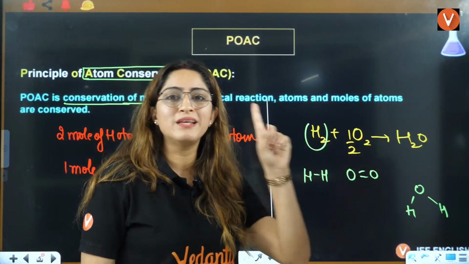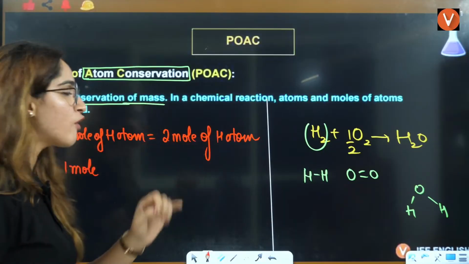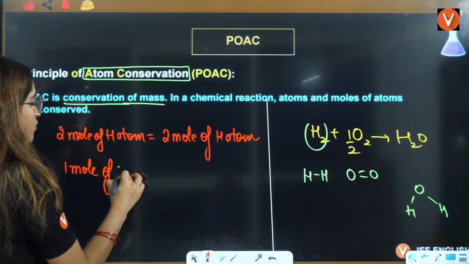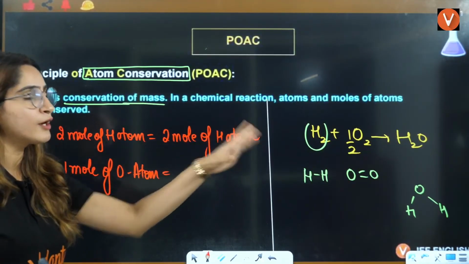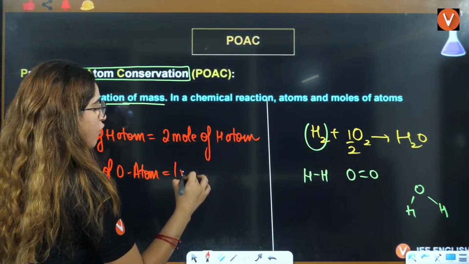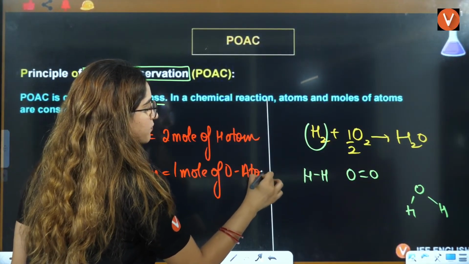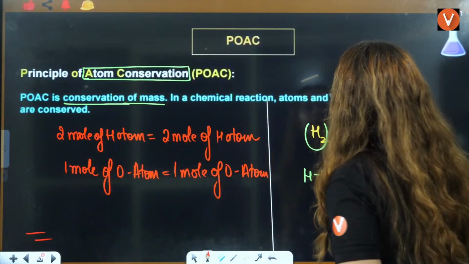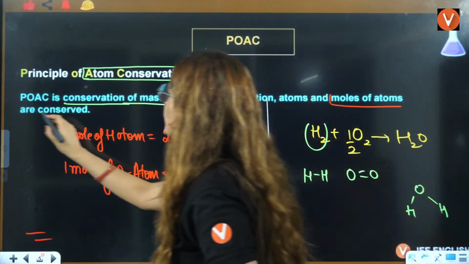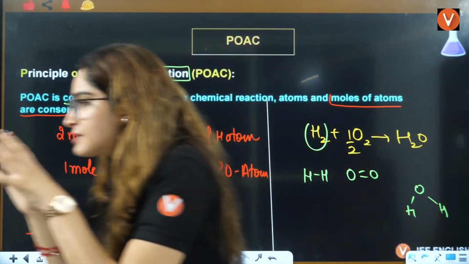The other is 1 mole of, see, half of O2 means 1 atom of oxygen. Right? So that means 1 mole of oxygen atoms is on the left side, and on the right side also you have 1 mole of oxygen atoms. So can I say that this statement is absolutely right, that moles of atoms are conserved?